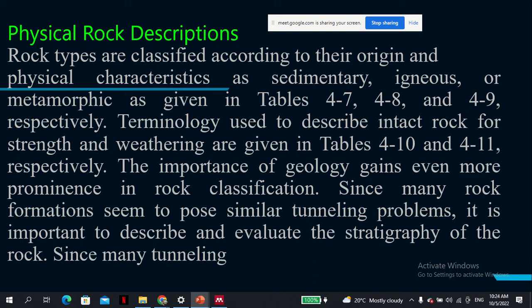The importance of geology gains even more prominence in rock classification. So for you to be well versed with these classifications, you need to have a bit of background in geology. Since many rock formations seem to pose similar tunneling problems, it is important to describe and evaluate the stratigraphy of rock.